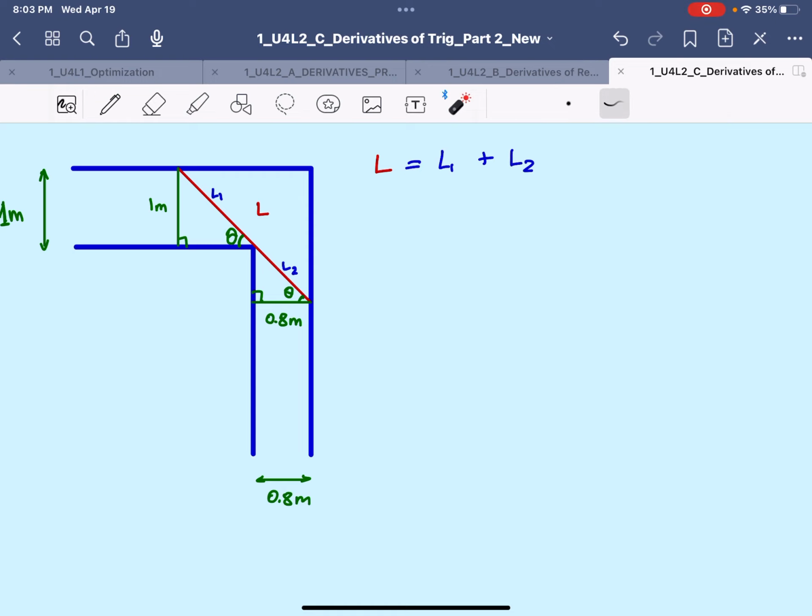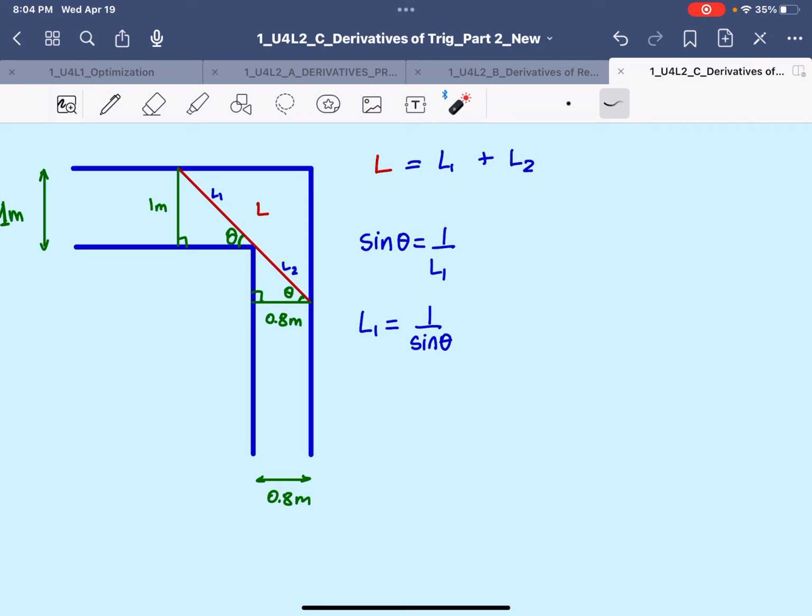Now to find L1, we're looking into this right angle triangle. L1 is the hypotenuse of it. This side here is located opposite to angle theta. And we know that the opposite and hypotenuse are related to each other by the ratio of sine. So we'll say that the angle theta will have the sine ratio equal to opposite, which is 1 meter, over hypotenuse, which is L1. So that will allow us to express L1 in terms of sine theta. So 1 divided by sine theta.